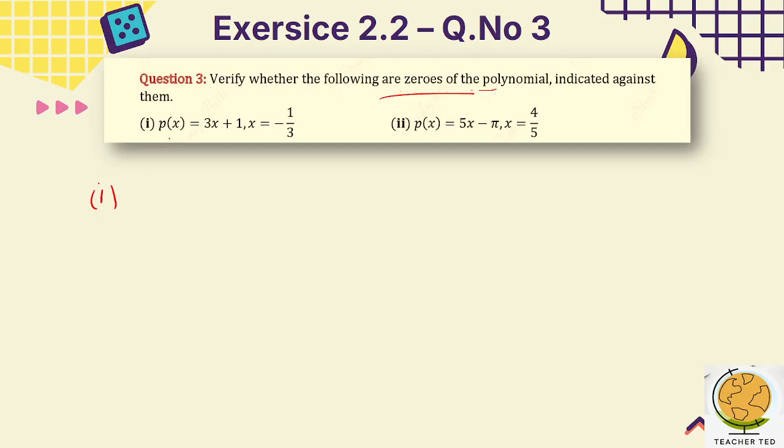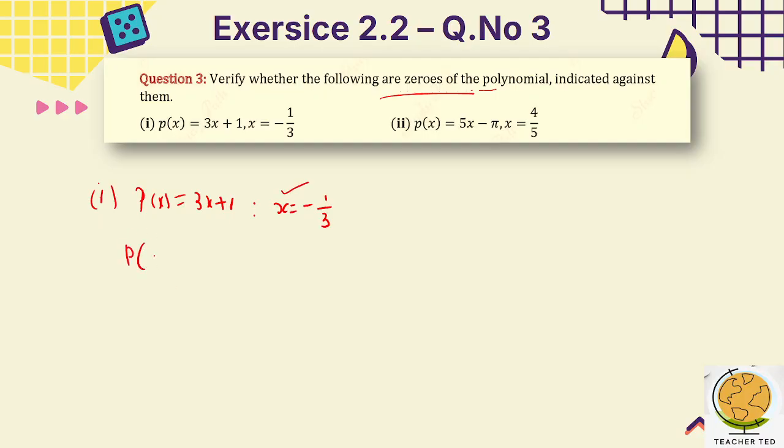You can see here p of x is equal to 3x plus 1, and they have given the value of x as minus 1 by 3. You just substitute the value of x here. If the answer comes 0, then it is a 0 of the polynomial.